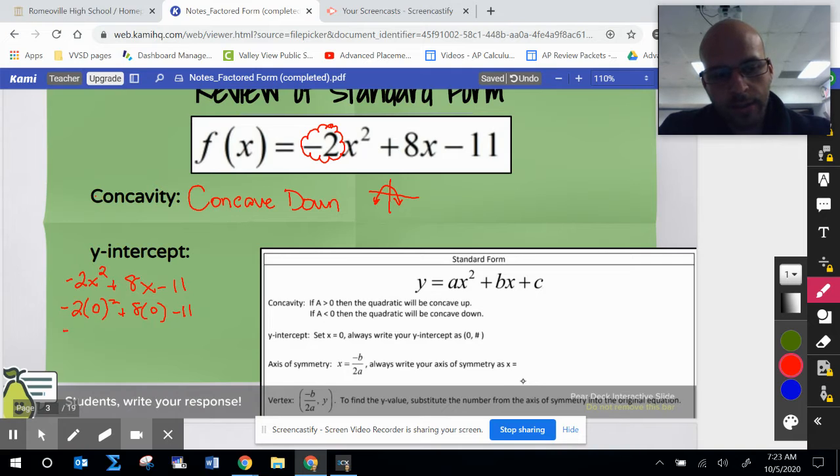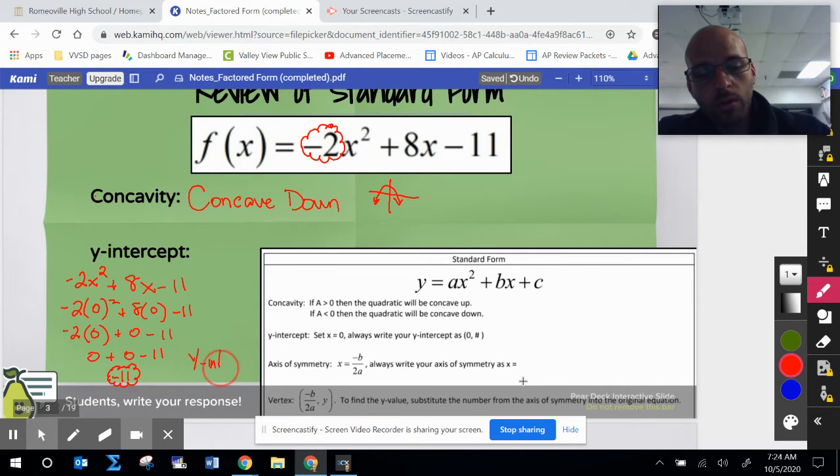And when I do that, -2 times 0 squared is still 0. 8 times 0 is still 0. A lot of this quadratic goes to 0, and I'm left with only the -11. So if you substitute in 0 and reduce it, you get -11 as your answer. So my y-intercept is going to be (0, -11). Okay, I know that not only is this graph going to open downward because it's concave down, but it's going to cross the y-axis at a value of -11.